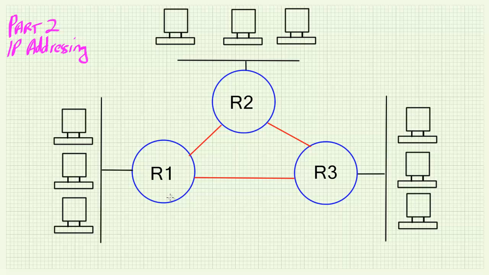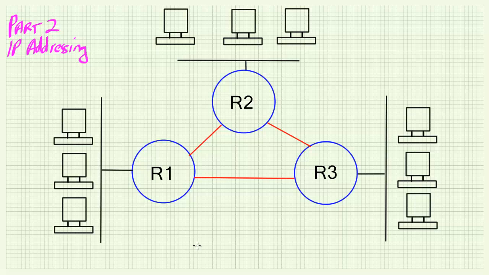Layer 3 is the layer at which network routing takes place, and that's the process that I just described here, where we're finding the best path through the network, and then at each stop along the way we're forwarding the traffic in the direction that is the closest next stop to get to its ultimate destination. And that's what layer 3 is all about.